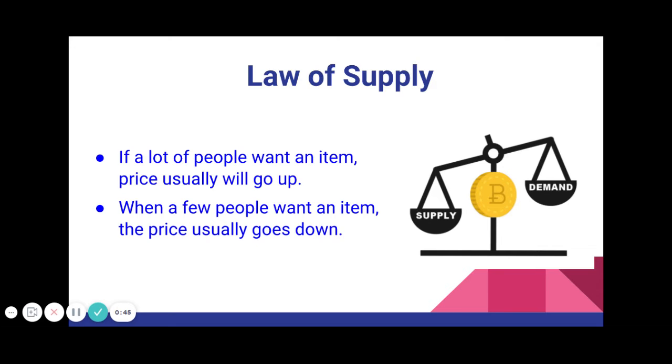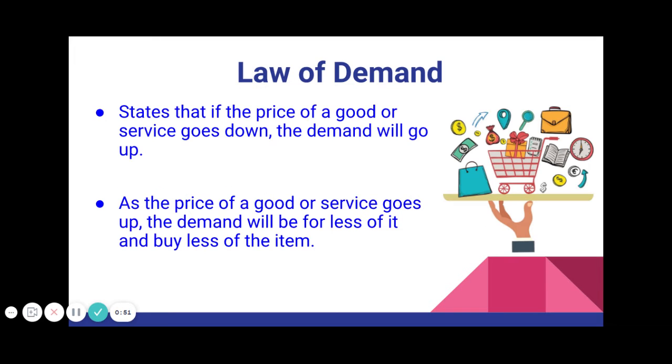If a lot of people want an item, the price will usually go up. When just a few people want an item, the price usually goes down. The law of demand basically states the same thing. If the price of a good or service goes down, the demand will then go up, okay, because more people can afford it if the price is down. If the price is up, then the demand will be less for it, and they will buy less, and less of the item will be bought usually, okay?